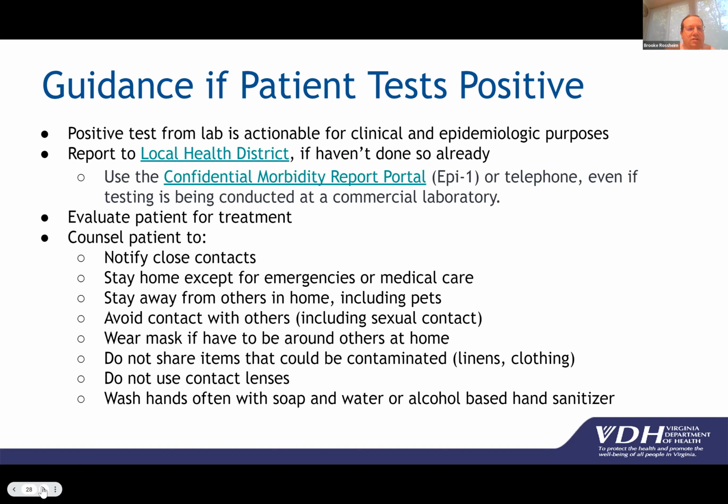And then, you want to counsel the patient about a number of things in terms of notifying close contacts, that the patient should stay home, isolate except for emergencies or medical care, stay away from others in the home, including pets, avoiding contact with others, including sexual contact, and wear a mask if they have to be at home around others. Do not share items that could become contaminated, no contact lenses, and wash hands frequently, with soap and water or alcohol-based hand sanitizer. Next slide.